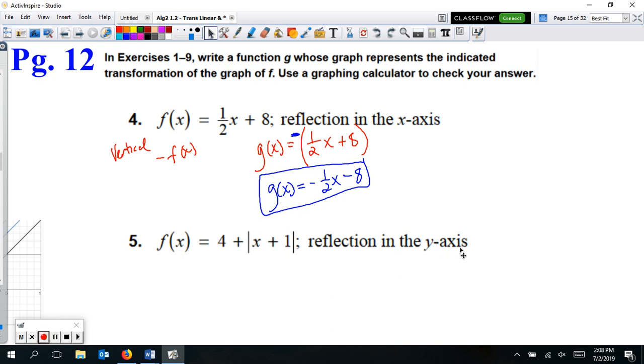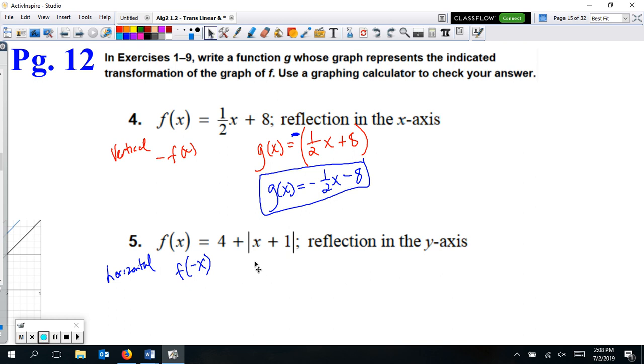It's in the y-axis, which means we're going to be flipping it over the y-axis. That's going to be flipping horizontally, so it's a horizontal flip. So we're going to multiply the negative times the inside of this function where the x is. So here again, in f of x, x is going to get multiplied by negative. In the last one, the whole function got multiplied by negative when it's vertical.